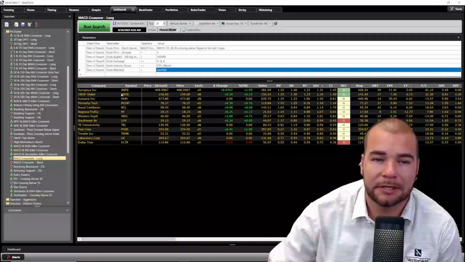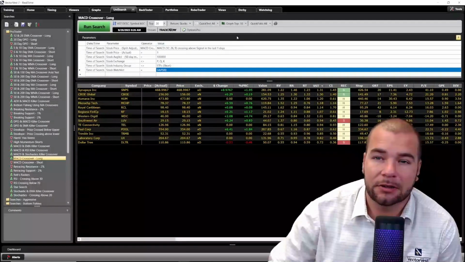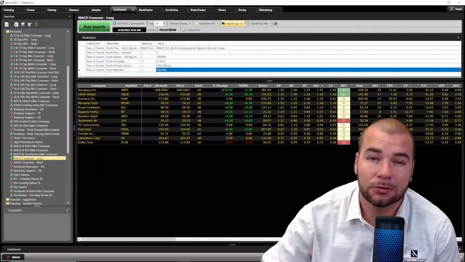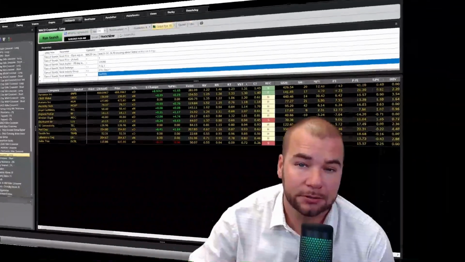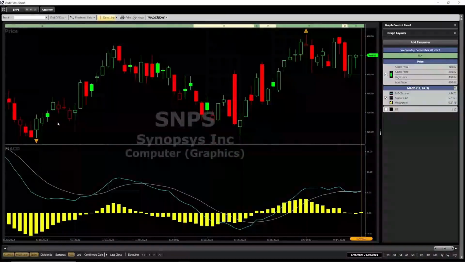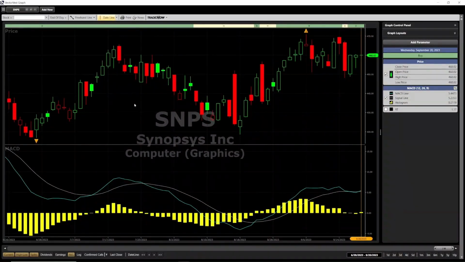Now we are finding things in the list like Synopsys, CBOE, and Humana. So let's take a look at the graphs here and see if the tool did exactly what we wanted it to do. Now for this graph layout, I just have the candlesticks up top representing price, and down below we have our MACD line with the histogram bar.